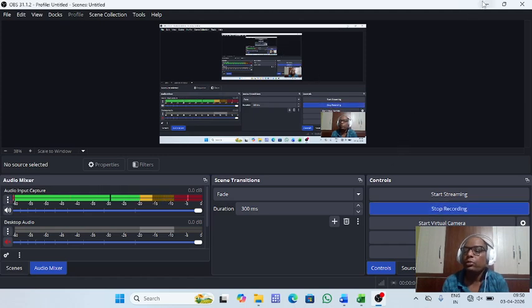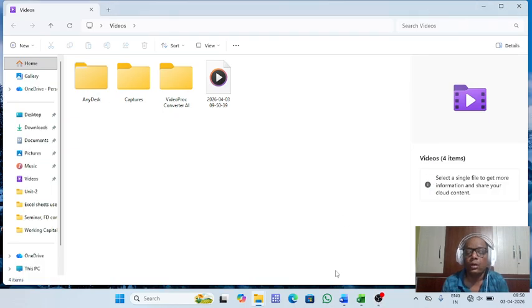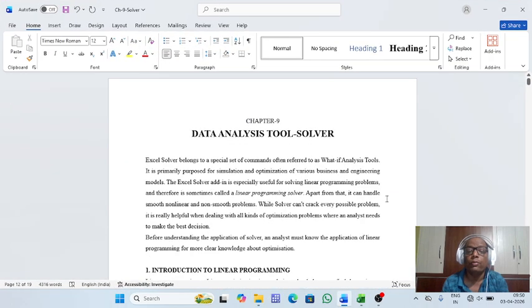Namaskar, I am Dr. Suresh and in today's class we are going to discuss about Solver. This is chapter 9 of Data Analysis Tools of the Business Data Analytics book.